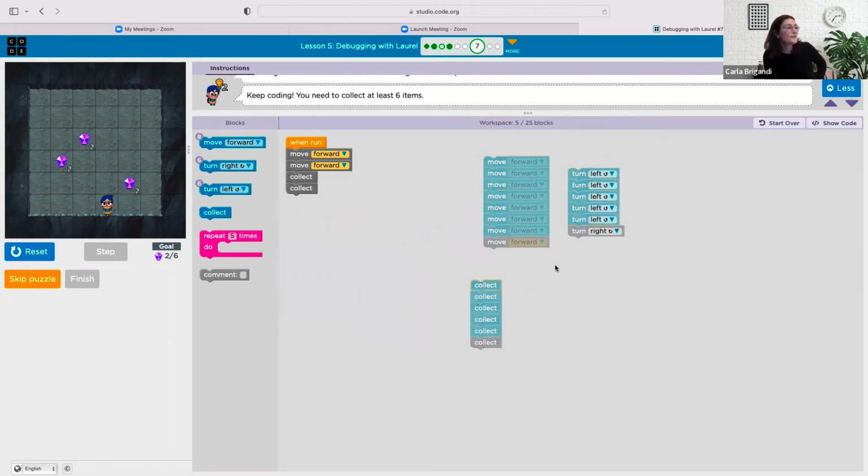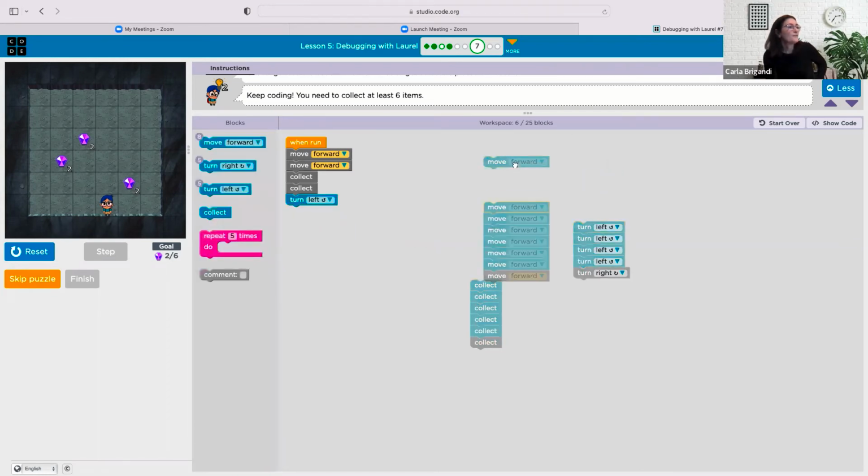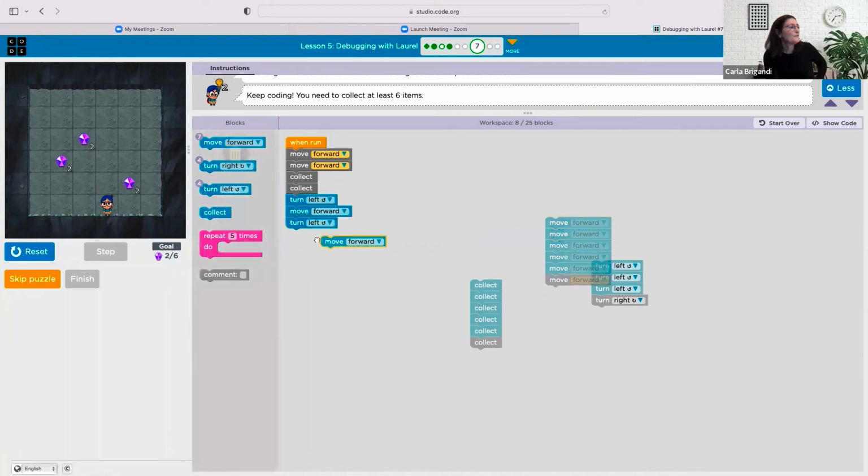This works. I'm going to have Laurel turn left. I'm going to have her move forward. I'm going to have her turn left again. I'm going to have her move forward. And then I'm going to have her collect 2 gems.